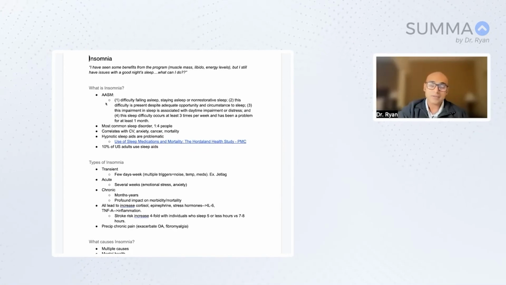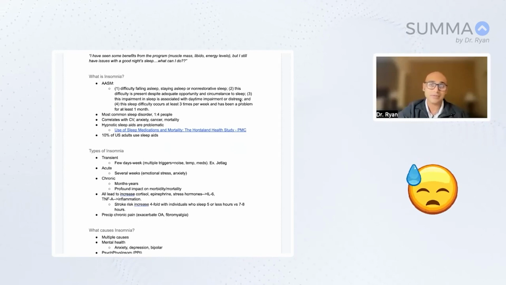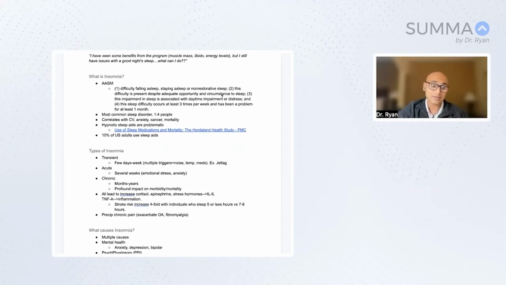Let's first define what exactly insomnia is. According to the American Academy of Sleep Medicine, it is comprised of four parts: difficulty falling asleep, staying asleep, or having sleep that's not really restorative, so you wake up not refreshed. The difficulty is present despite the fact that you have the opportunity to sleep. In other words, you're in bed and you have the opportunity to sleep, but you're not sleeping appropriately.